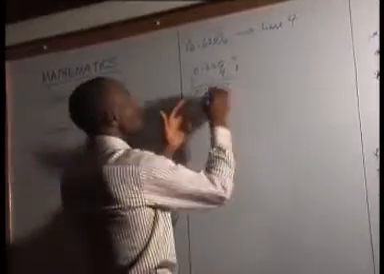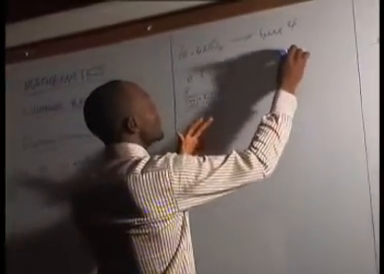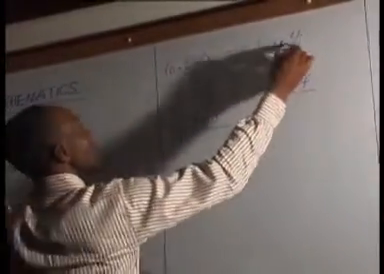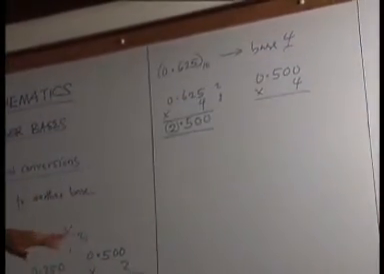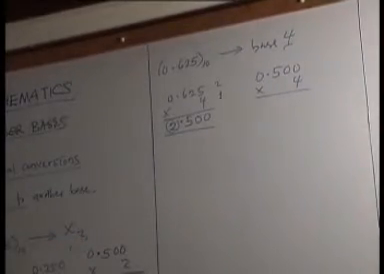You now go again, you carry this one after the decimal. You carry 0.500 times what? 4. Why are we using 4 this time? Because we are doing a base 4. Here we used 2 to multiply because we are dealing with base 2.